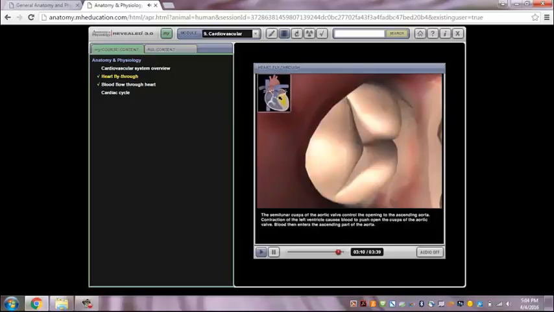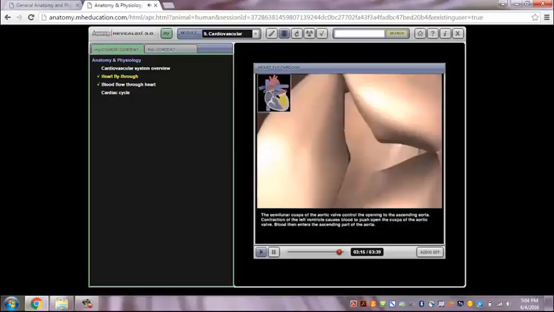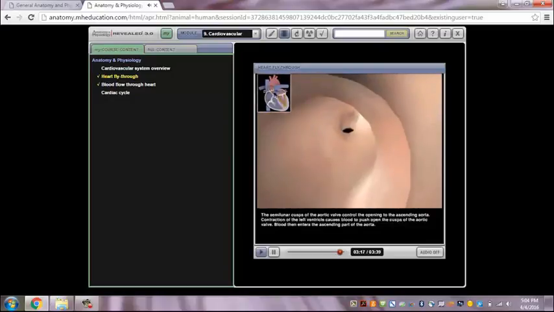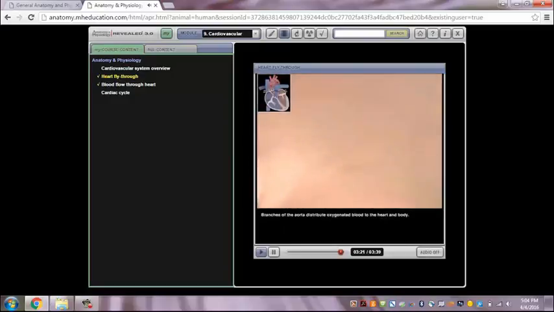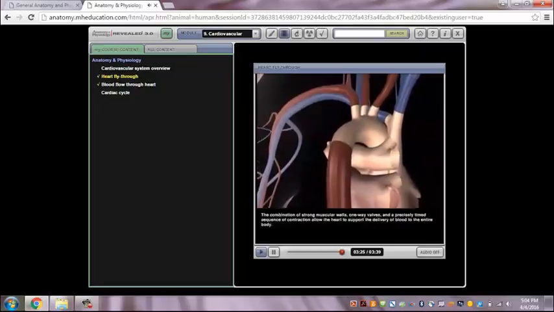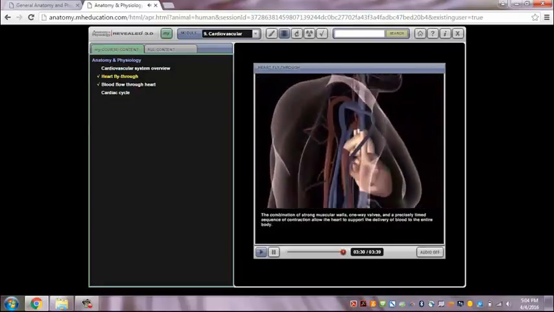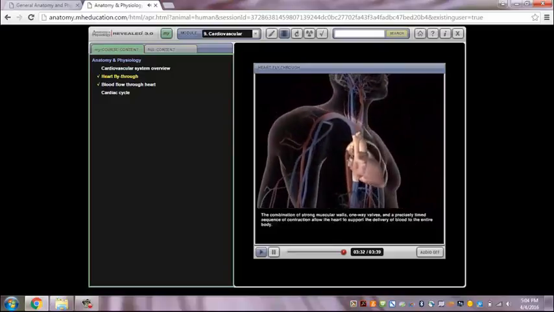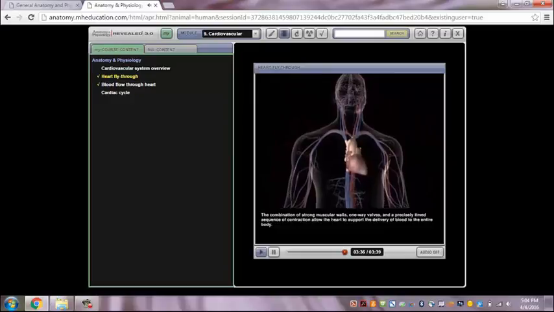Contraction of the left ventricle causes blood to push open the cusps of the aortic valve. Blood then enters the ascending part of the aorta. Branches of the aorta distribute oxygenated blood to the heart and body. The combination of strong muscular walls, one-way valves, and a precisely timed sequence of contraction allow the heart to support the delivery of blood to the entire body.